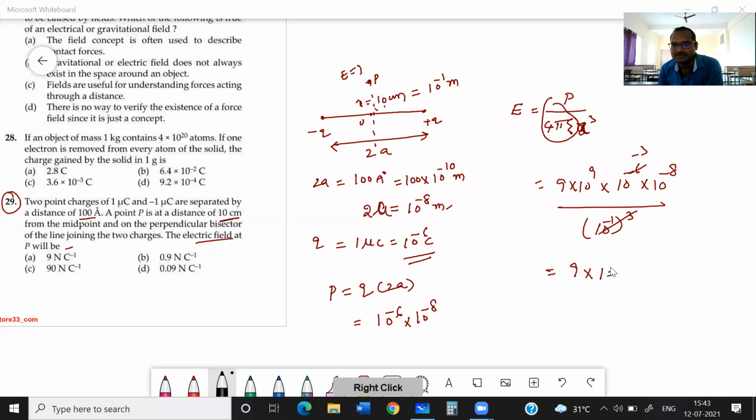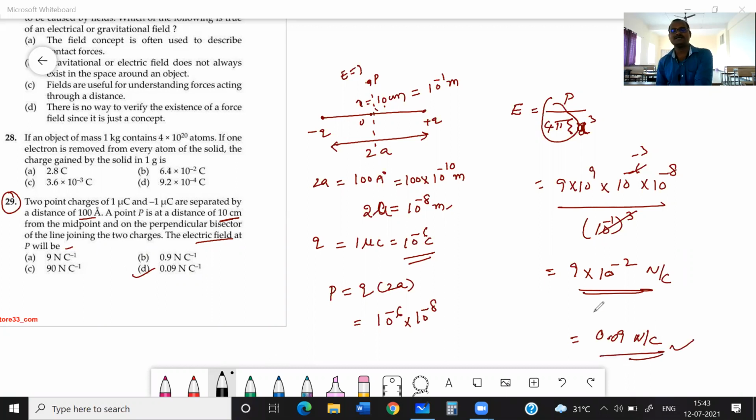10 to the power of minus 2. This is electric field, Newton per Coulomb. 9 into 10 to the power of minus 2 can be written as 0.09. Yes, 0.09 Newton per Coulomb is the right answer. I hope you understand it clearly. So you need to remember the formula. That's it. Clear, students?